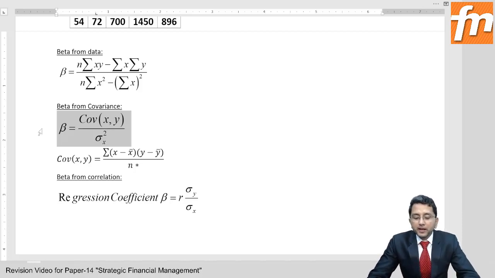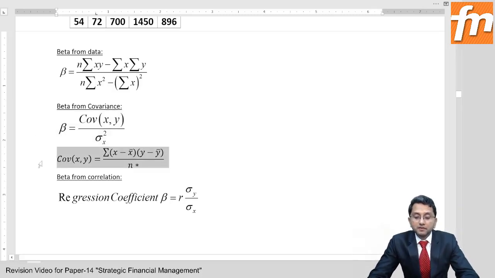So with the help of covariance, how do you calculate beta? It is covariance of x and y divided by variance of x. How do you calculate covariance itself? Summation of x minus x bar into y minus y bar, divided by n.